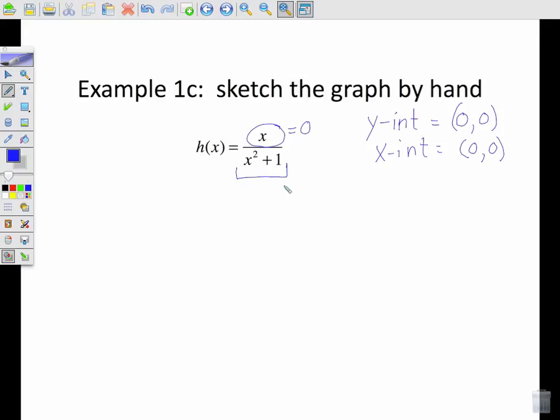Vertical asymptotes. Is there anything that would cause the denominator to go to 0? If you set x squared plus 1 equal to 0, this would be x squared equals negative 1. So you're going to get an imaginary number. So you do not have any vertical asymptotes. So there's none. Horizontal asymptote.